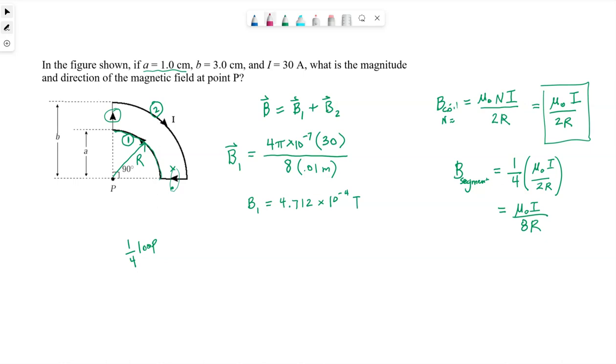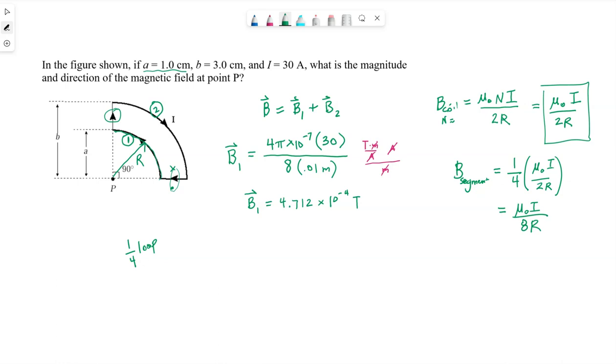That comes because mu naught has units of Teslas times meters over amps. The 30, the current is in amps, and then we are dividing by R, which is in meters. So the amps and the meters cancel. We end up getting just Teslas. Now to add B1 and B2 together, I know I don't have B2 yet, but I will need to know the direction of the magnetic field due to this inner segment.